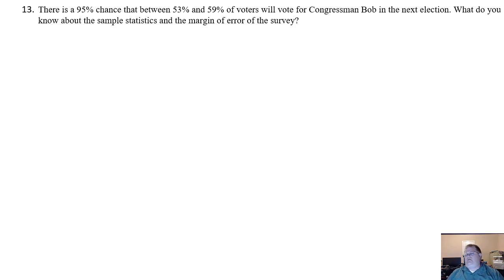Okay, so let's talk about this question real quick. We're given a lot of information, a lot of percents, and it says there's a 95% chance that between 53% and 59% of voters will vote for Congressman Bob in the next election. What do you know about the sample statistics and the margin of error in the survey?